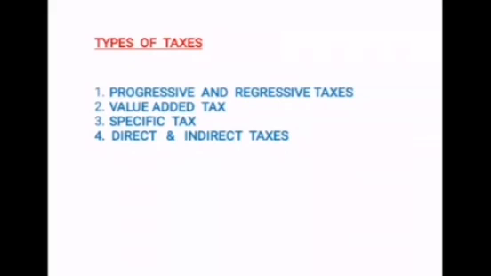And then we have the last tax, which is called direct and indirect tax. A direct tax, as I told you already, such as income tax, is directly collected from the person who is earning that income. It is a tax whose final burden is borne by the person on whom it is imposed, and an example is income tax.